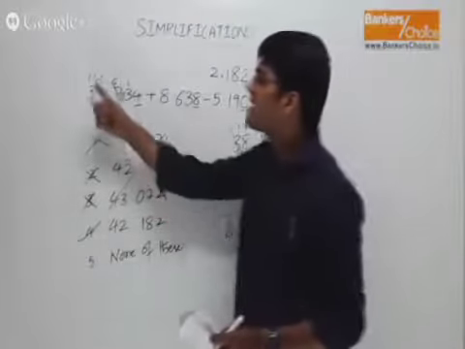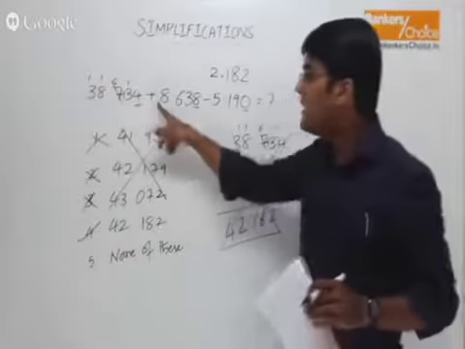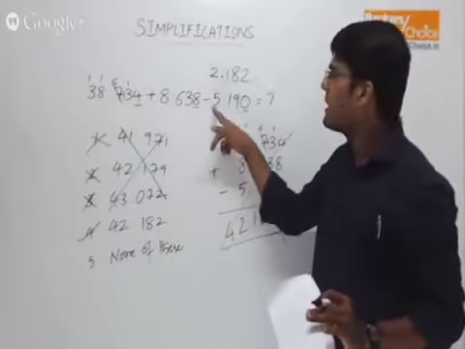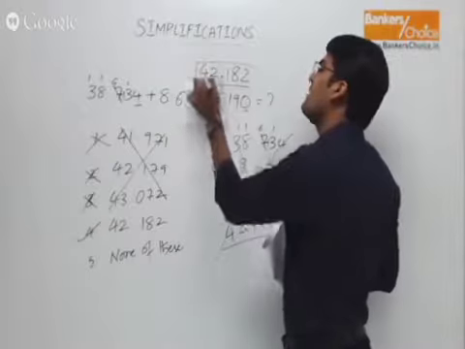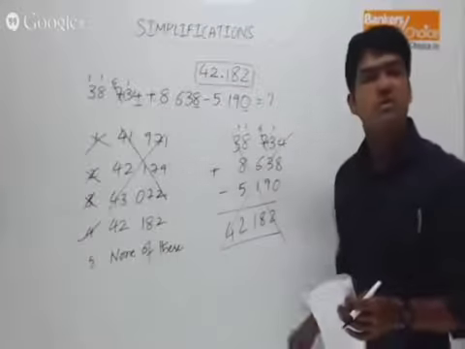And then look at the tens place. 1 plus 3, 4. Here we don't have a tens place. So 4. Here again we don't have anything to be subtracted. 4. So your answer here is 4. So the correct answer here is 42.182, which is the fourth option.